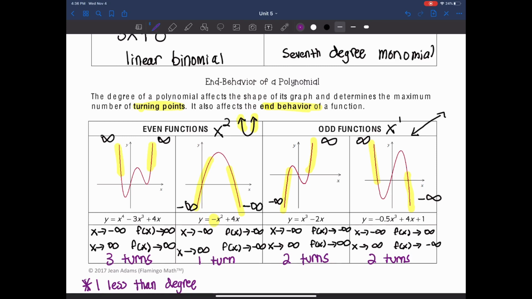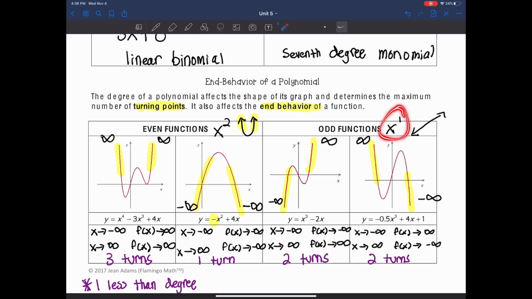So to wrap it all up, even functions are going to go either up in both directions or down in both directions, depending on if your leading coefficient is positive or negative. For odd functions, if you have a positive leading coefficient, your graph is going to be going down on the left and up on the right. And if you have a negative leading coefficient, it's going to do the reverse, up on the left and down on the right. So always think of your 2 common functions that you remember from everyday life. We have x squared that resembles a parabola. All even functions are going to resemble that same end behavior as well.